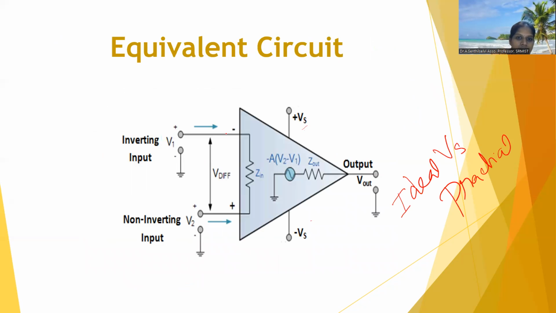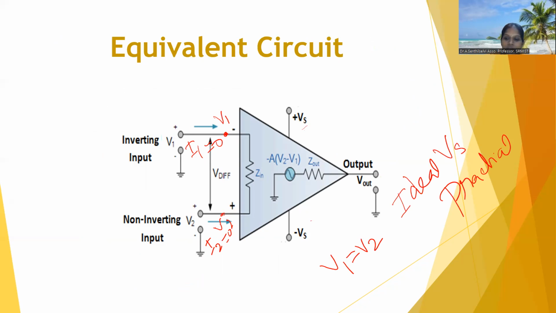Actually, in the ideal operational amplifier, we have two assumptions: V1 equal to V2, and the currents I1 equal to 0 and also I2 equal to 0. Both currents I1 and I2 are equal to 0.